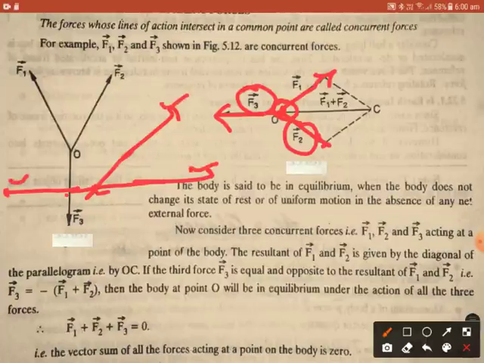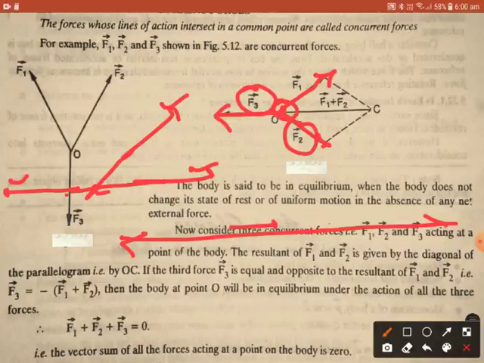Line of action means when you produce the line of a force on both sides, toward this side or that side, it doesn't matter. That line, we call the line of action of the force. Got it?